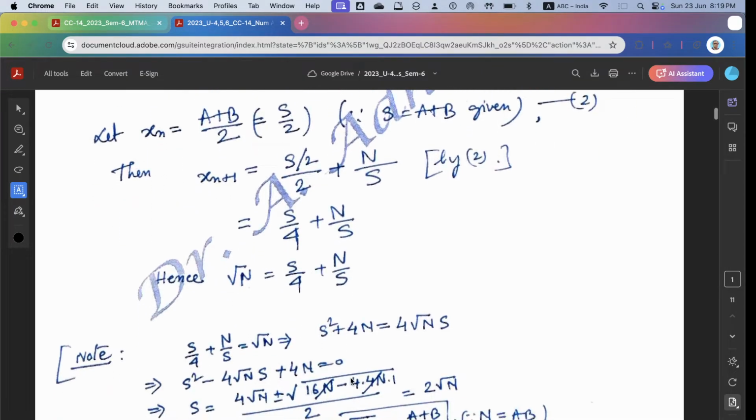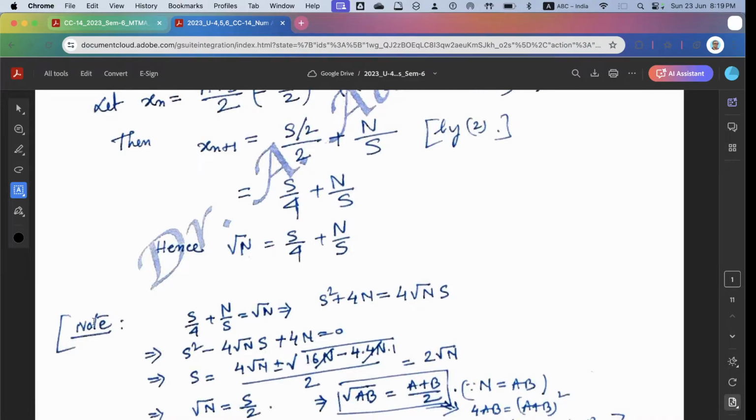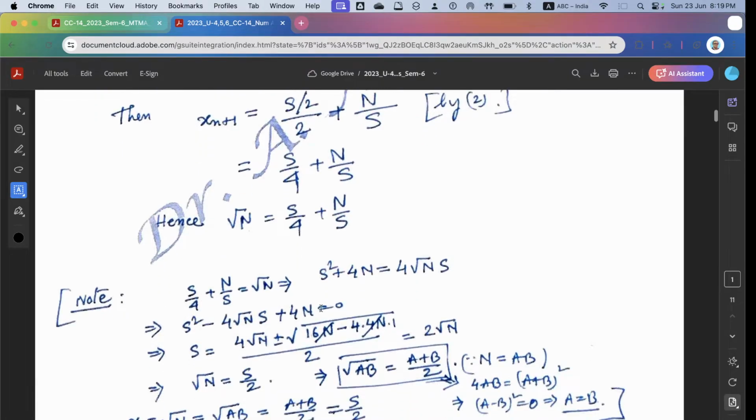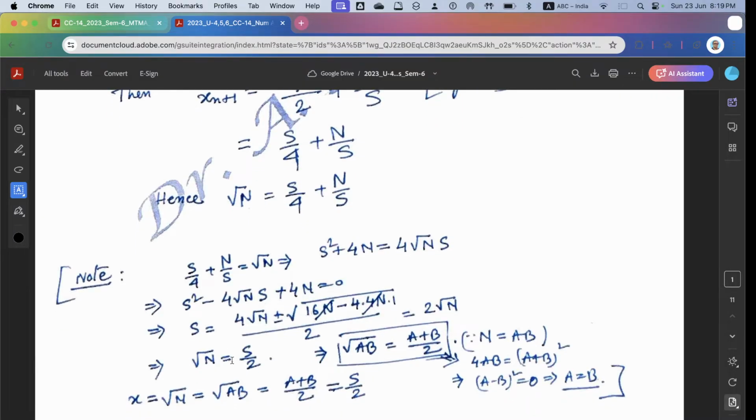Now, this is the justification, a note not included in your answer. Set s by 4 plus n by s equal to root n. After simplification, we get the quadratic equation s squared minus 4 root n into s plus 4n equals 0. By the quadratic formula, we get s equal to 2 root n. So root n equals s by 2.